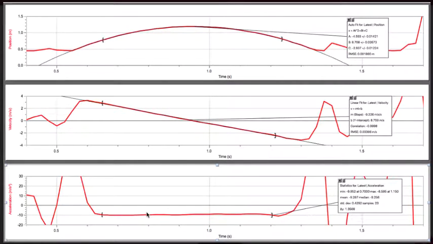Finally, we can take an average here on the acceleration time graph, and sure enough, if we look at the mean or average value, it comes out to negative 9.3. So these three graphs are extremely consistent with each other.